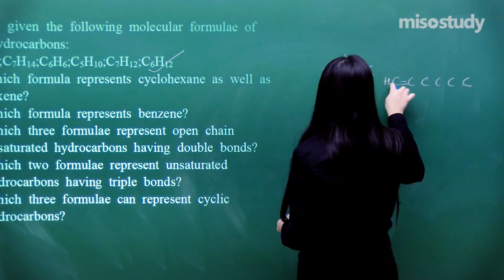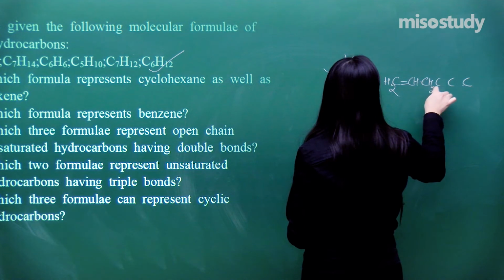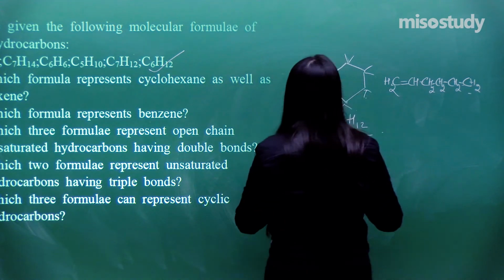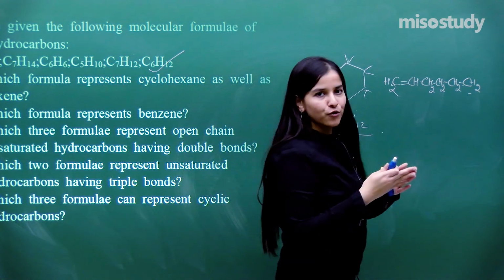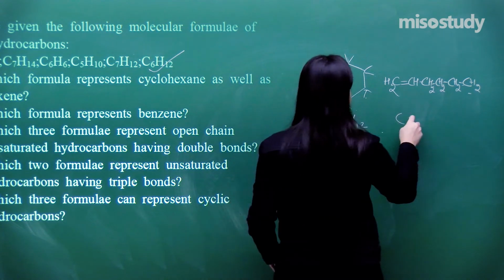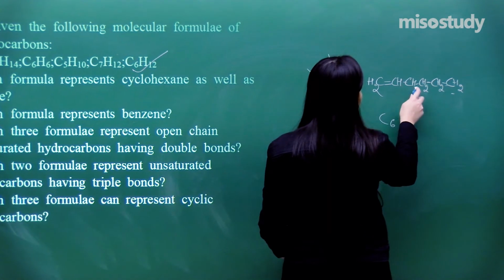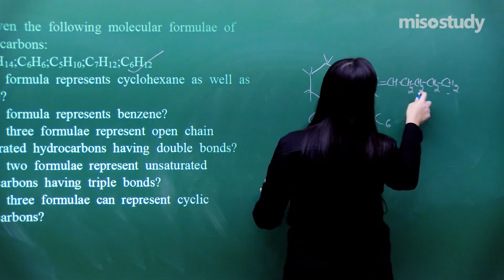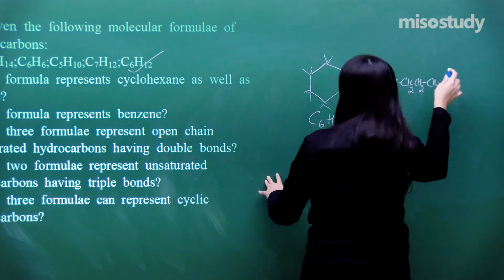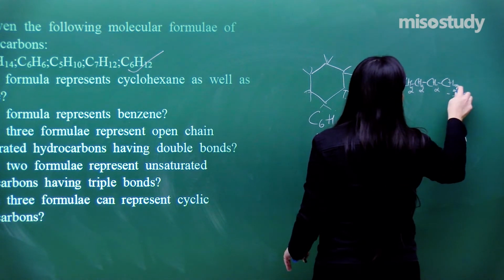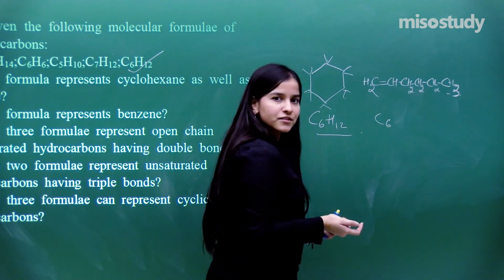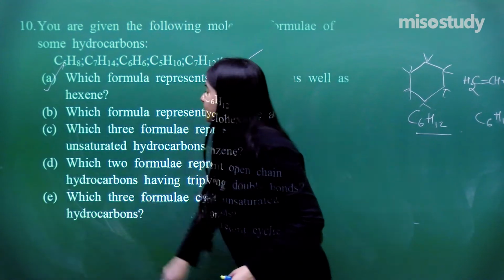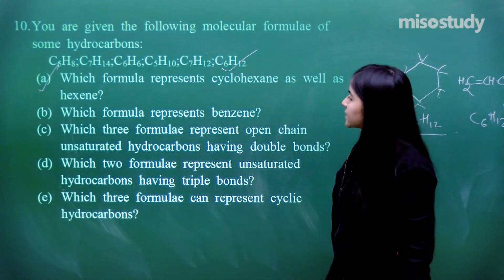Next one, hexene. That means this, H2, H2, H2. You will be surprised to know that this will also have a similar condensed formula. C6, H how many? 1, 2, 3, 4, 5, 6, 7, 8, 9, 10, 11. Not 11, but the last one should have been 3. So, that means H12. Similar. Okay, got it?